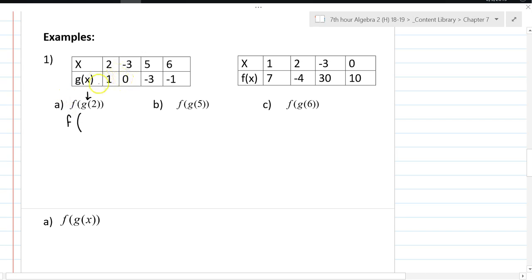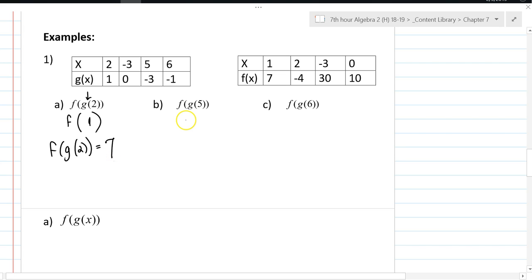So we go to the table called g and we find g of 2. G of 2 is 1. So that tells me that I want to find f of 1. I go over to the table called f and I see that f of 1 is 7. So I can say that f of g of 2 is 7.